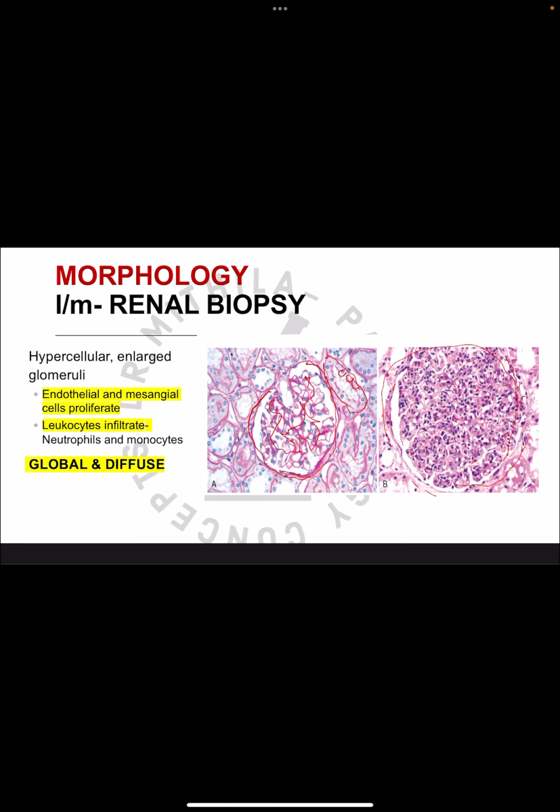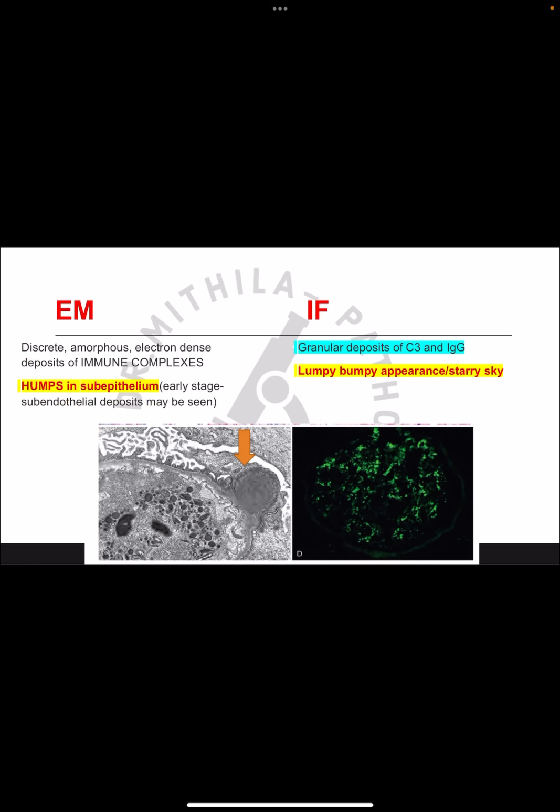And the involvement of glomeruli in PSGN is global and diffuse. Global means that the whole of the glomeruli is involved by this pathology. And diffuse means that in the kidney, more than 50% of glomeruli get involved by the disease process. So global and diffuse involvement of glomeruli is seen in post-streptococcal glomerulonephritis.